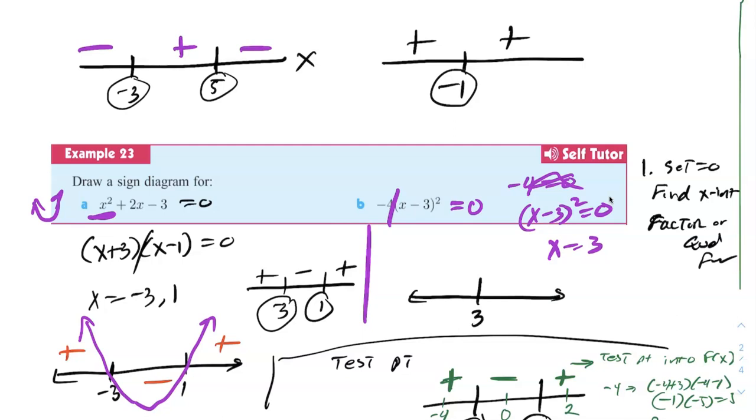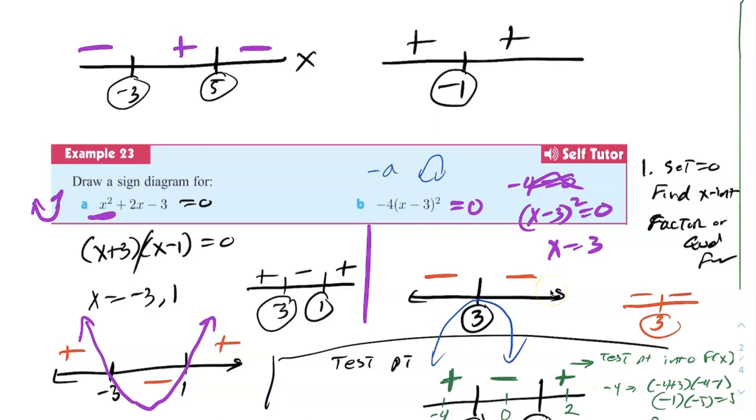I'm going to do it at 3. Now again, if you want, you can do a test point, plug a point less than 3 into here, plug a point more than 3 into there. But if you know the graph, this is a negative 4 in front. So my A is negative, which means it opens down. So my graph's going to look like this. So my sign chart's going to be negative, negative. And there we go. There's my sign chart. Negative, negative.